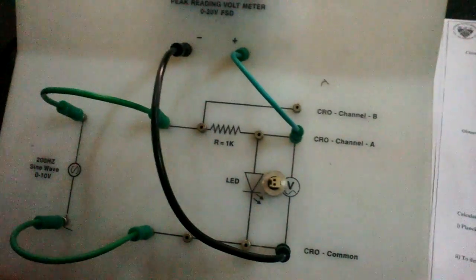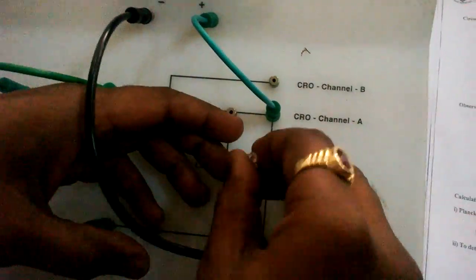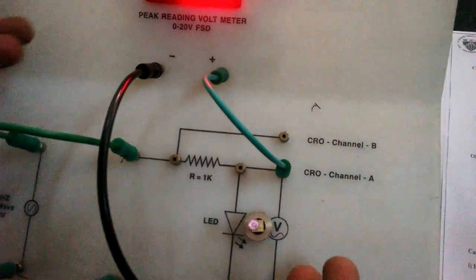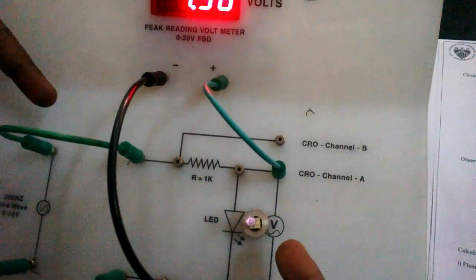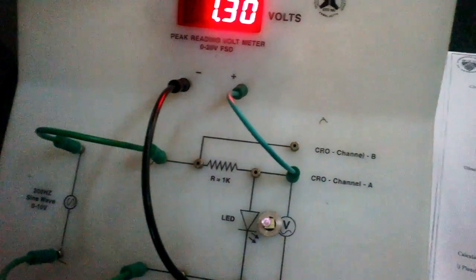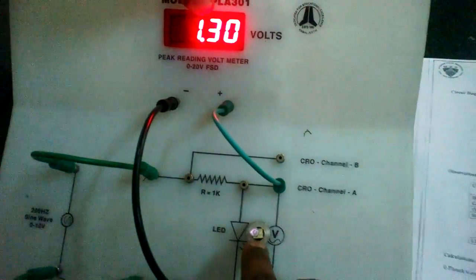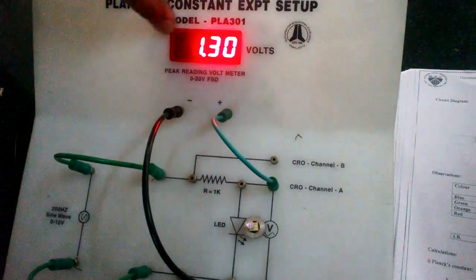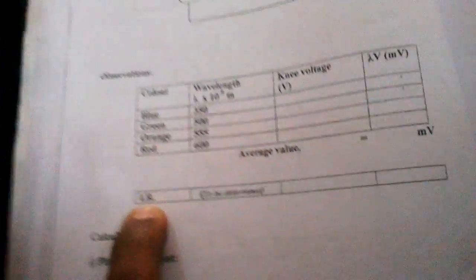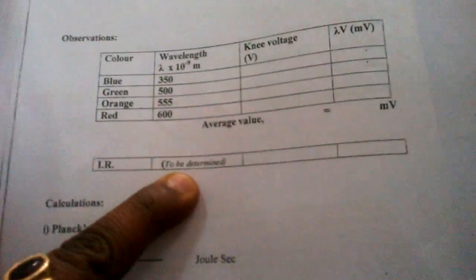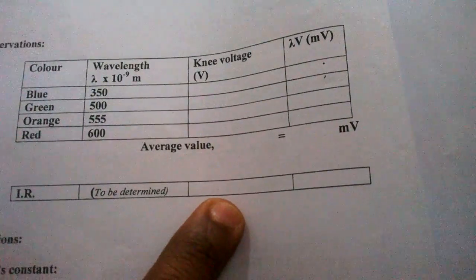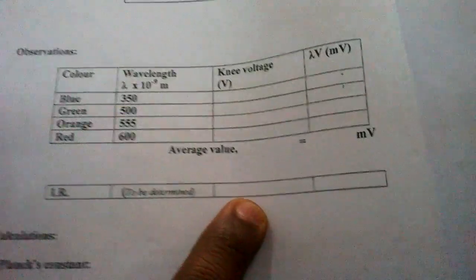Next, plug out and plug in another bulb, and we are not able to see any light because these are IR rays, the IR LED. This is the voltage when the IR bulb is plugged in the circuit, and this is the knee voltage. So you write down here. The wavelength of the IR light is to be determined, and the knee voltage is 1.29.